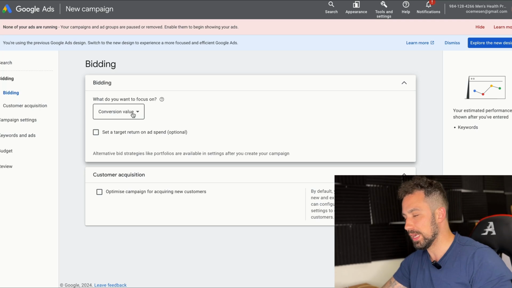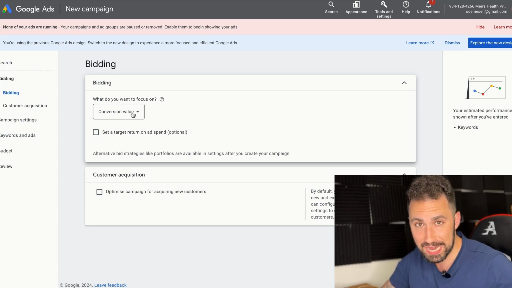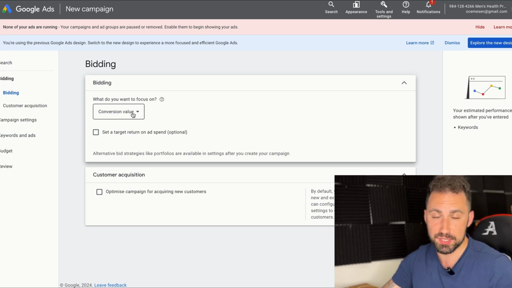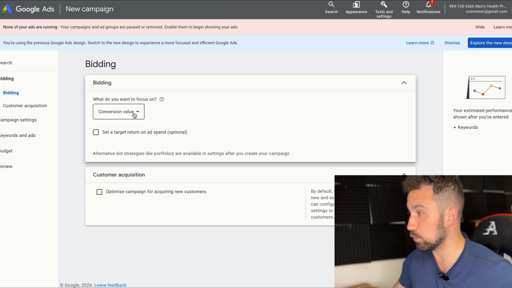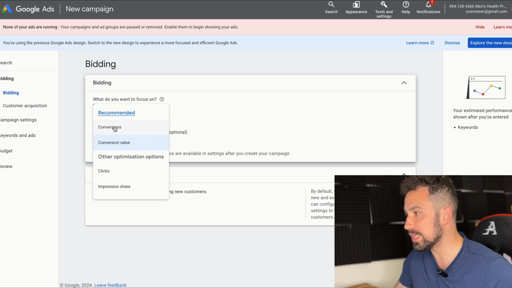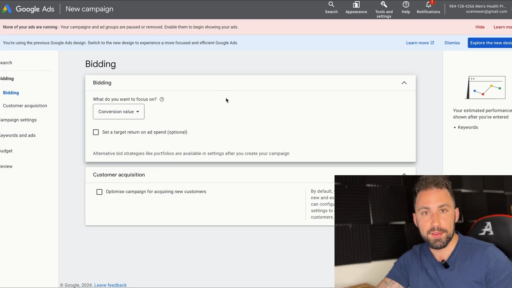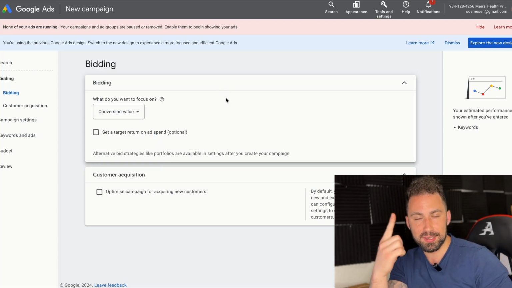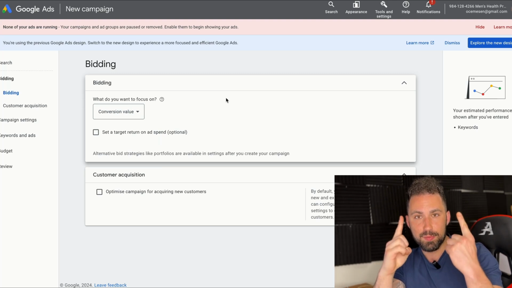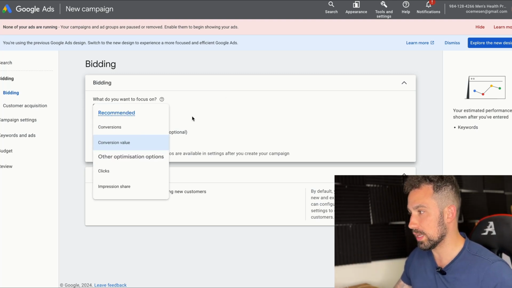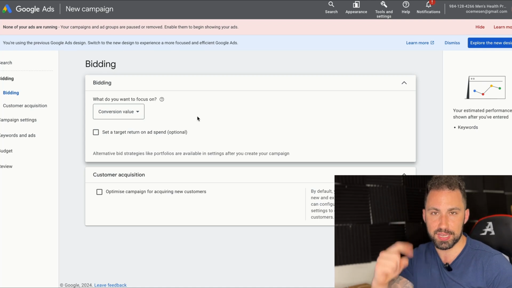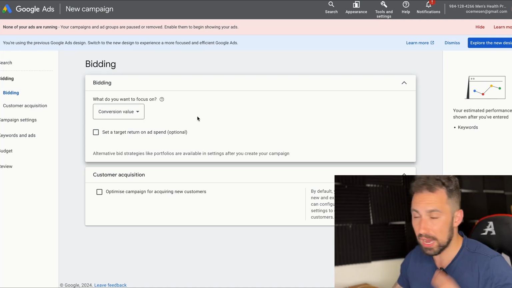Let's say you're selling an iPhone and you're selling an iPhone case. The iPhone case is maybe $10, the iPhone is $2,000, right? So it will make sense for you to use conversion value instead of conversion, because conversion will count an iPhone case sale and an iPhone sale as the same thing. But if you do conversion value, it will value the iPhone sale more than the iPhone case sale.